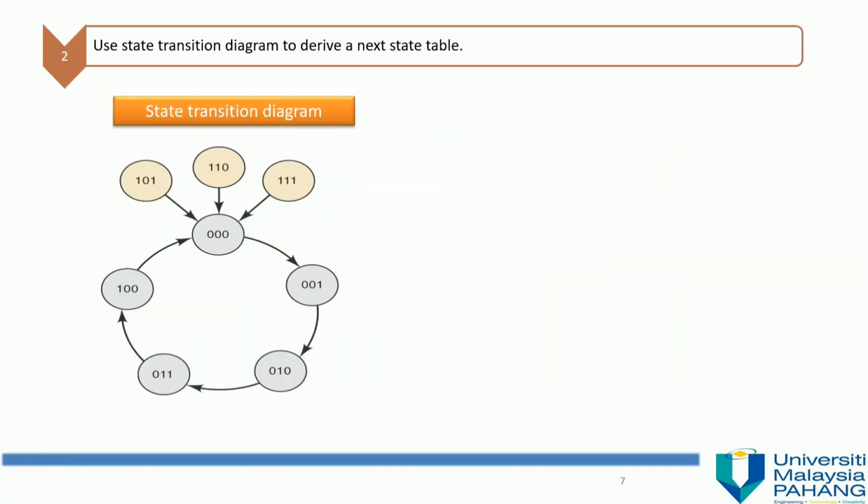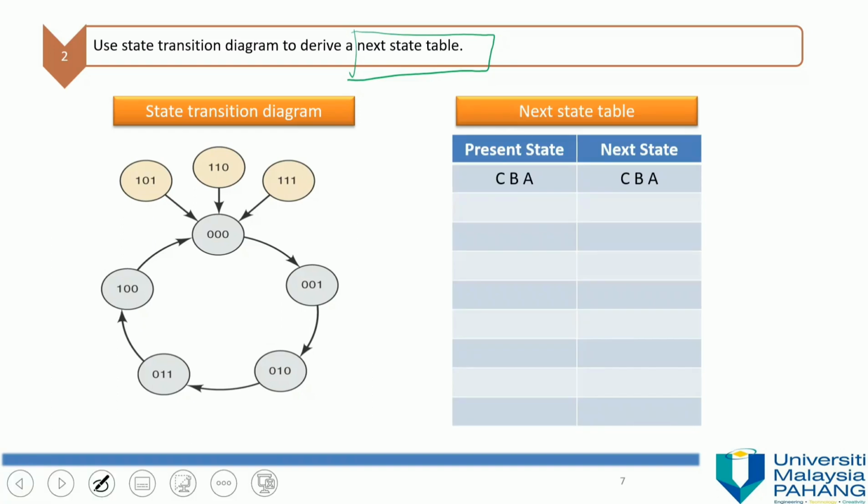Next, in step 2, we use the state transition diagram from step 1 to derive a next state table. In the next state table, we have present state and next state. And I use the labels C, B, A. This is just a label. You can use Q3, Q2, Q1, or any variable as a label for your circuit. So say this is C, this one is B, and this one is A.